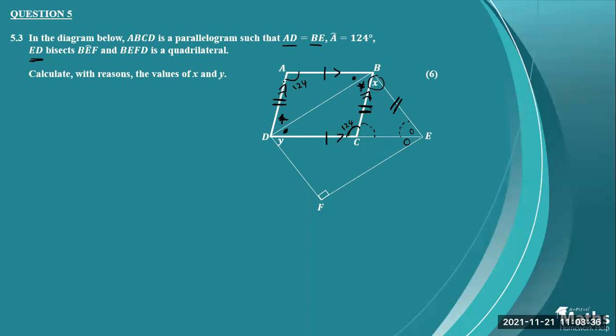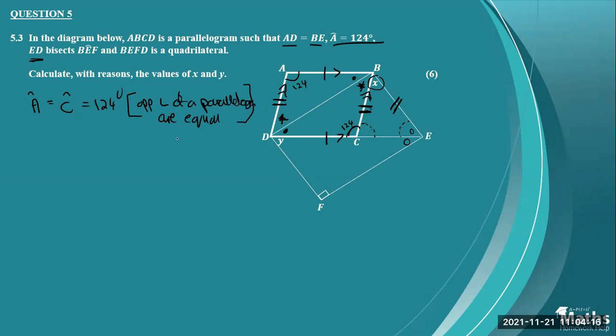Okay, so I'm going to start off saying that angle A is equal to angle C is equal to 124 degrees, because they said A is 124. But you must always give a reason. So why can I say that? Because it's the opposite angles of a parallelogram. Opposite angles of a parallelogram are equal. That and that's equal.